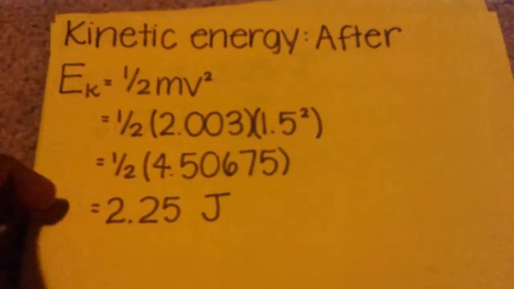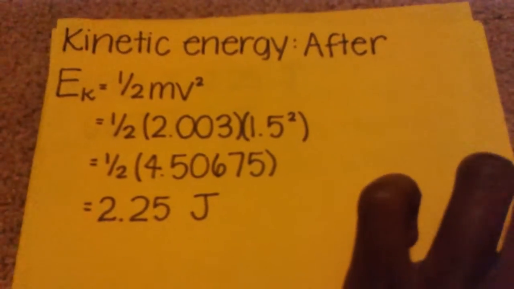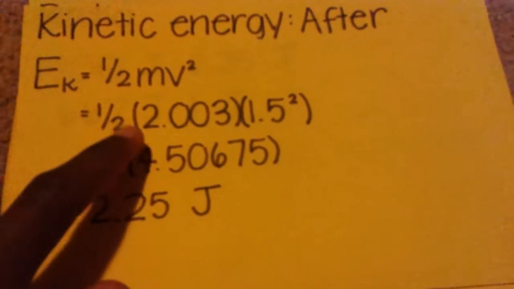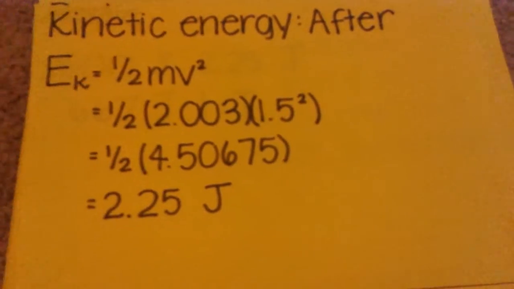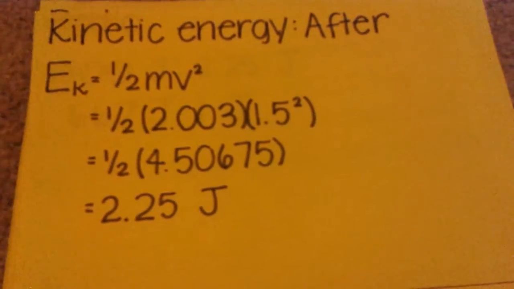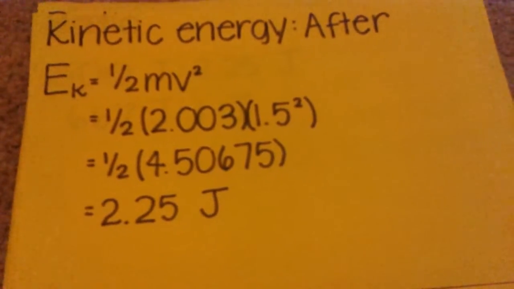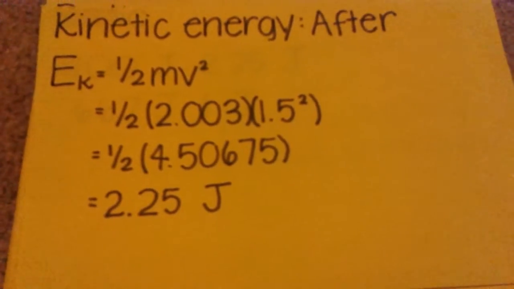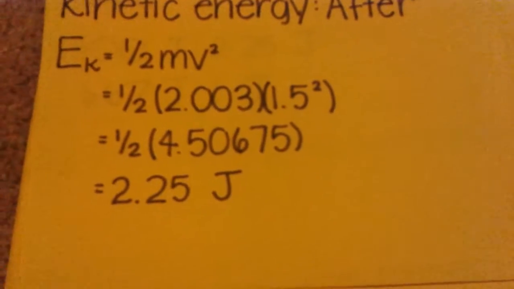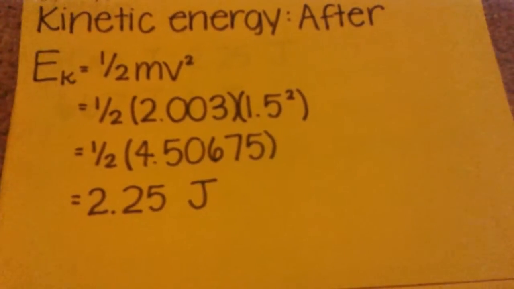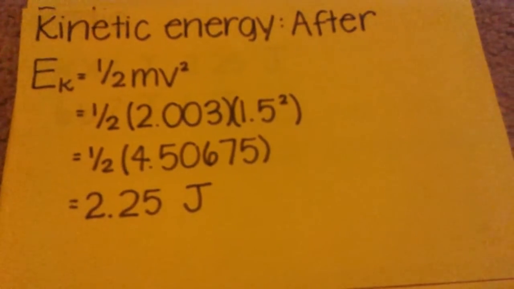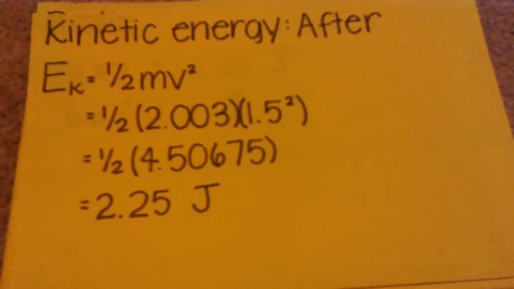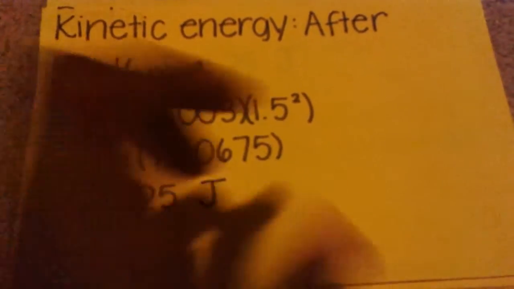After the collision, there's only one object moving, and that's the combined sum of the bullet and the block. Thus, we will use 2.003 for m. And we calculated in the last part of the problem that the velocity was 15 meters per second. So we will plug that in for v. Squaring 15 and multiplying it times 2.003 will give us 450.675. Multiplying that times 0.5 will give us 225 joules. And thus, this is the kinetic energy after the collision has occurred.